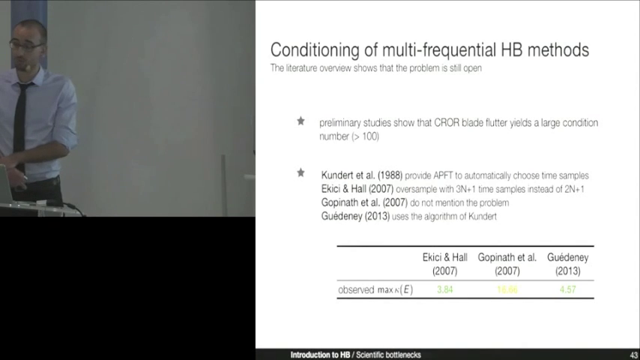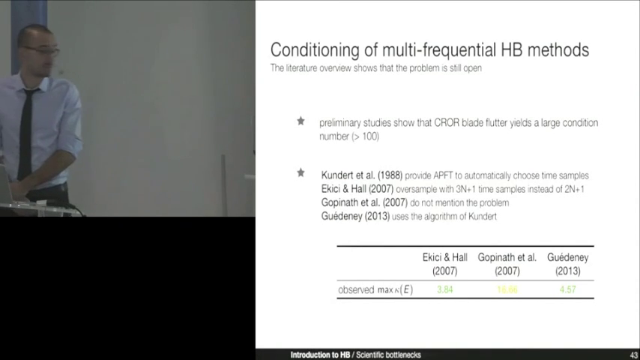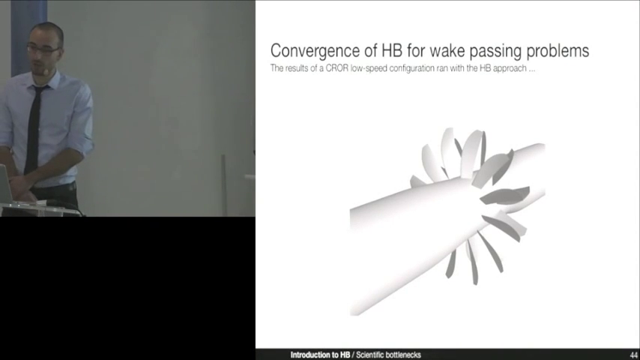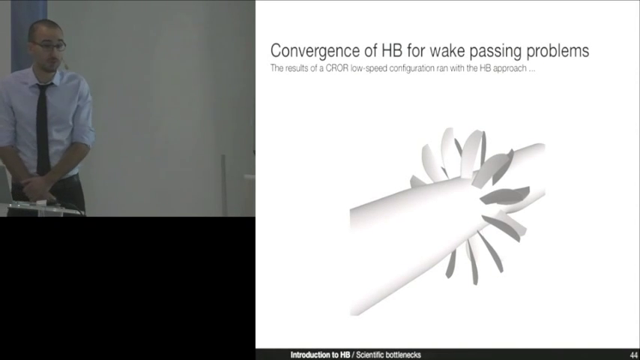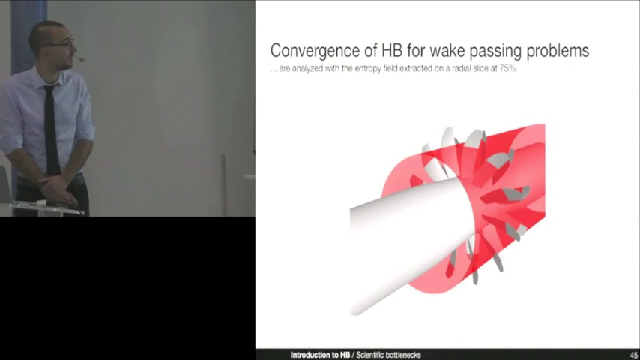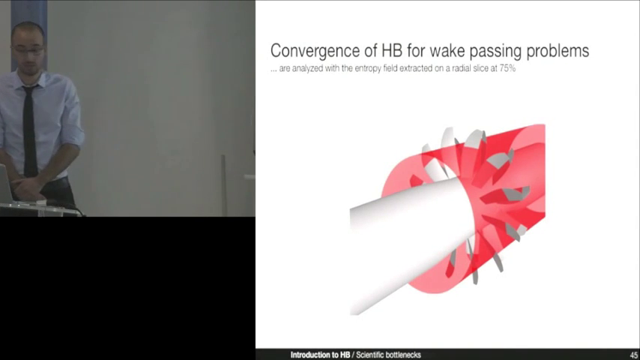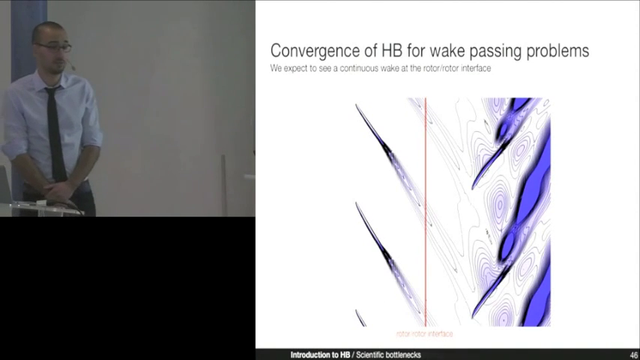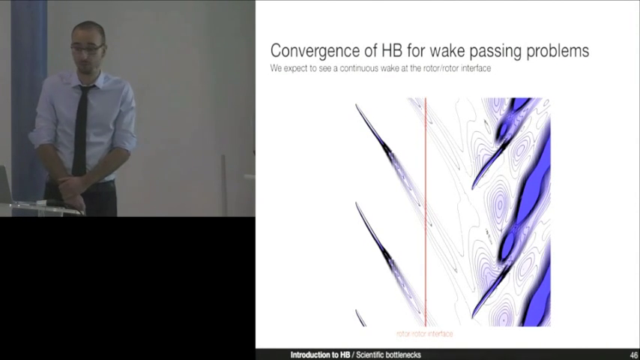There is actually a second bottleneck associated with this PhD, which is the convergence of harmonic balance for wake passing problems. To highlight that, I will show you the results of a CORRE low-speed configuration run with the harmonic balance approach and extracted at 75% of the blade height, and I will show you the entropy variation. What we expect to see is a continuous wake at the interface. There is no reason for the wake to be disturbed at the interface.